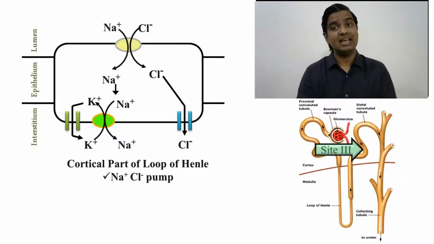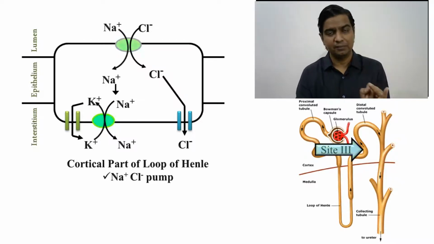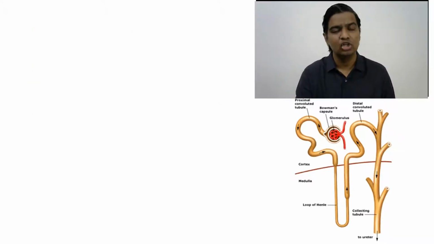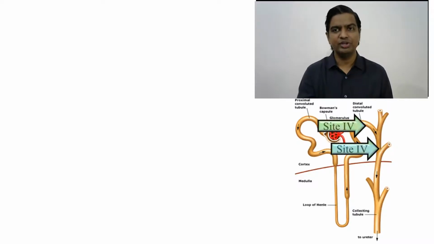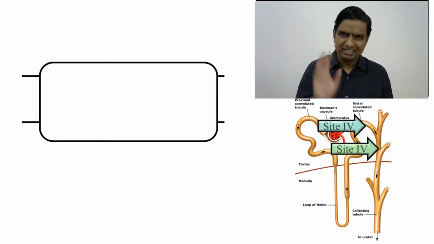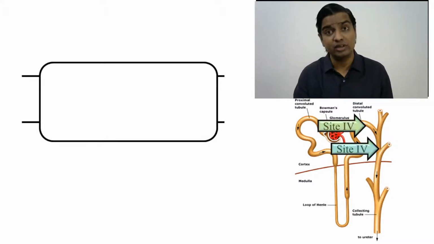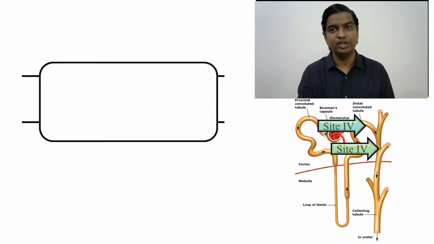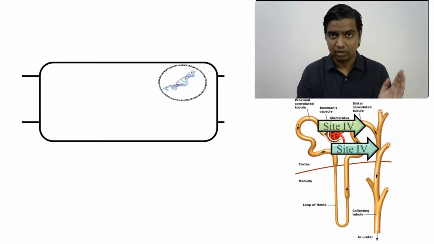Easy? See, ideally the PCT and the loop of Henle should have reabsorbed sodium at the level which our body requires. That much should have been absorbed, leaving very little sodium for reaching the last part called site 4, the distal convoluted tubule and the collecting ducts. So salt and water has already been reabsorbed, most of it. Sometimes it so happens that your body requires more reabsorption of sodium, and then the distal convoluted tubule and the collecting duct have to contribute.